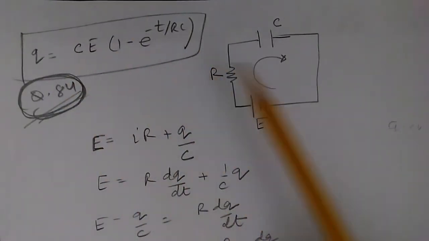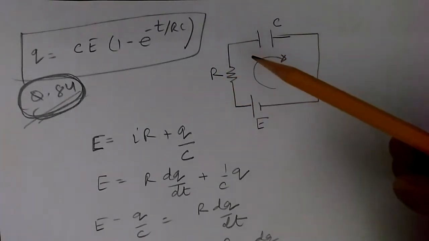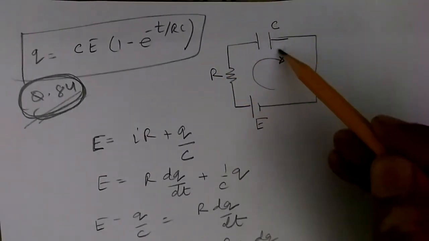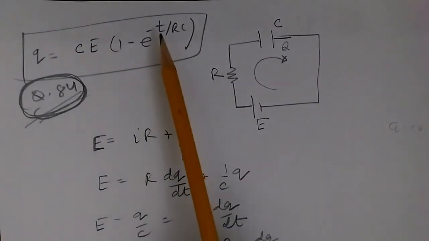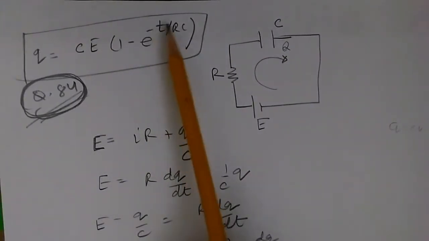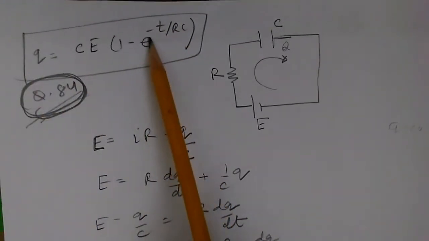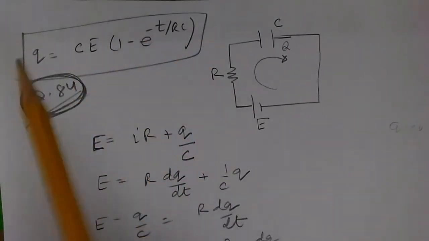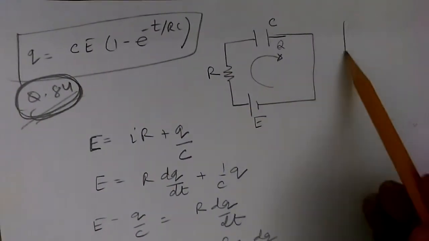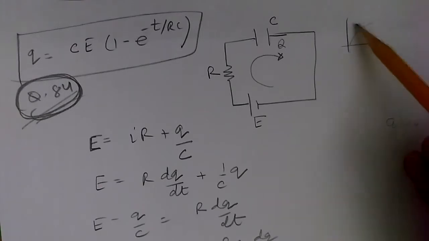But in this one there is a problem: initially we have a charge capital Q here. Now, if you put t equal to 0 in this equation, then the exponent becomes e to the power 0, which is 1, so 1 minus 1 is 0. So if there is no initial charge, the graph of the charge on this capacitor looks like this.